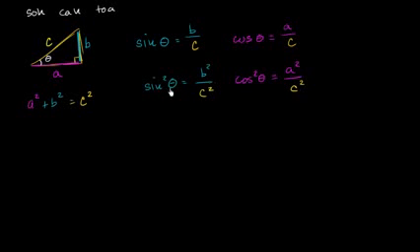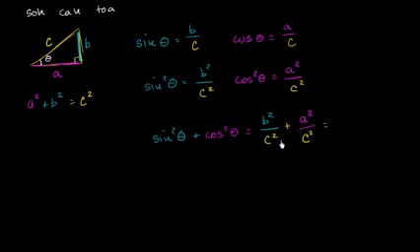So what's this sum? What's sine squared theta plus cosine squared theta? So sine squared theta plus cosine squared theta is going to be equal to what? Sine squared theta is b squared over c squared, plus a squared over c squared, which is going to be equal to, well, we have a common denominator of c squared, and the numerator we have b squared plus a squared.